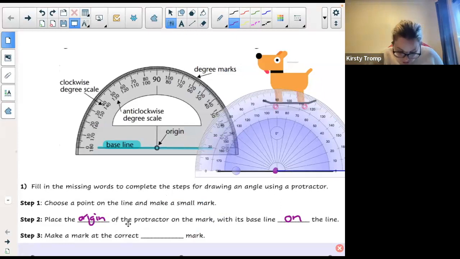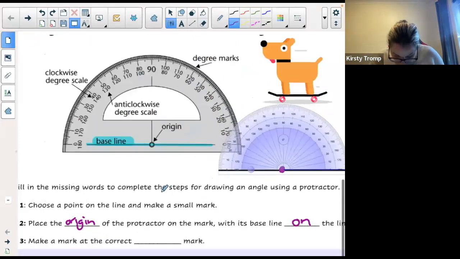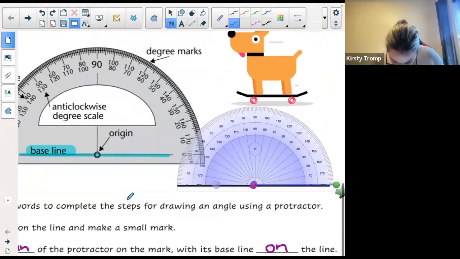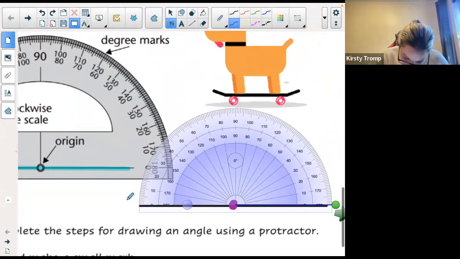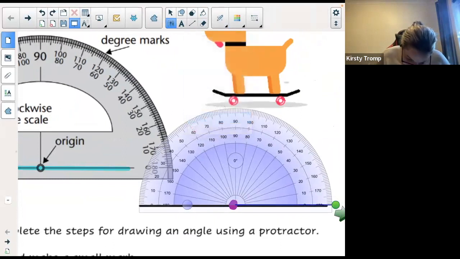So I've made sure that that's there and that's there. I'm going to make my protractor a little bit smaller so we can see it. We want to make a 45-degree angle, so I need to see where 45 degrees is on my protractor. We're quite lucky here that we're using this beautiful board that we've been blessed with. Do you see this? Let's see if we can do a magic pen here.